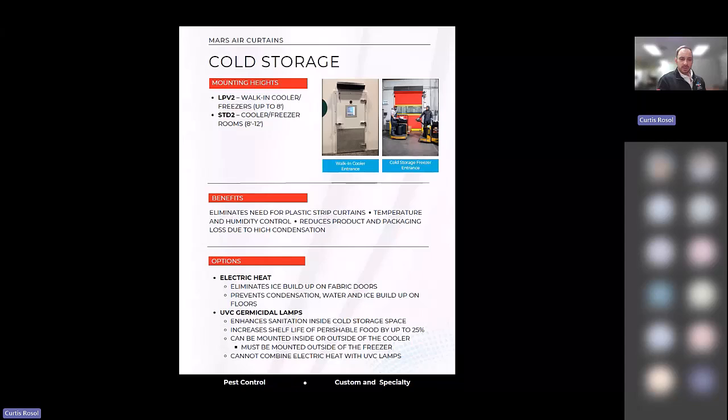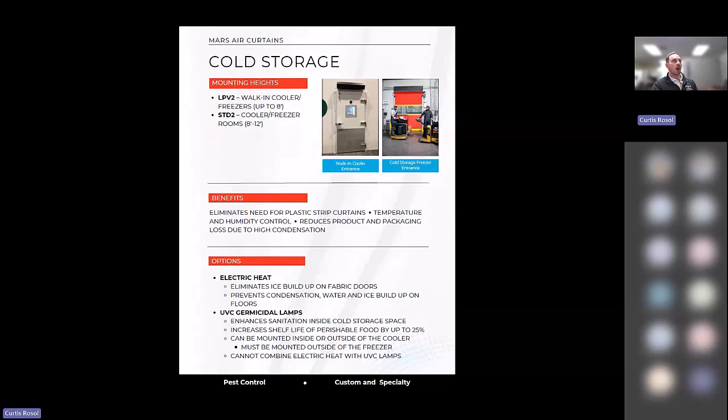Going to talk about cold storage a little bit. I know I've talked about this a little bit so far. It's a little bit unique, but I mentioned earlier, there's probably the most savings or the most noticeable benefits in cold storage applications. Now you'll typically see air curtains in one of two installs here.